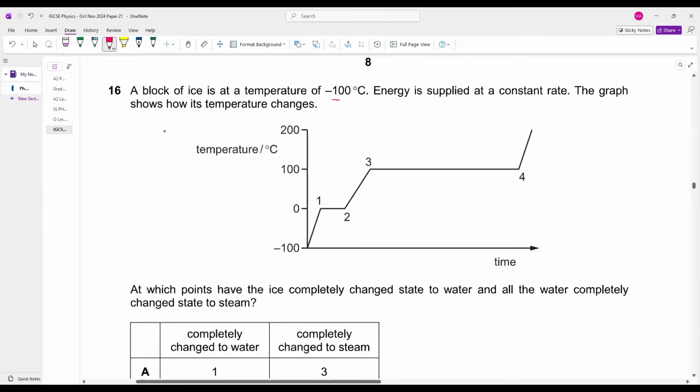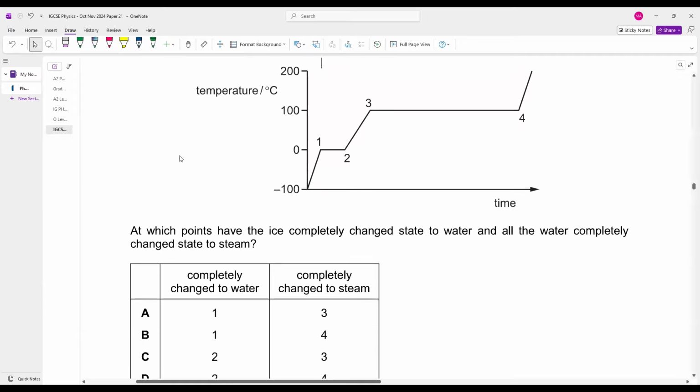A block of ice is at a temperature of negative 100 degrees centigrade. Energy is supplied at constant rate. The graph shows how its temperature changes. At which points has the ice completely changed state to water and all the water completely changed to steam? बेटा कौन से पॉइंट पे आइस कंप्लीटली वाटर में चेंज हो गई? From 1 to 2 which process is happening? Melting का process. At point 2 your ice is completely changed into water.